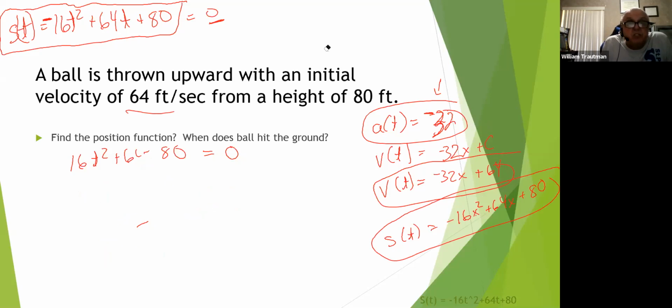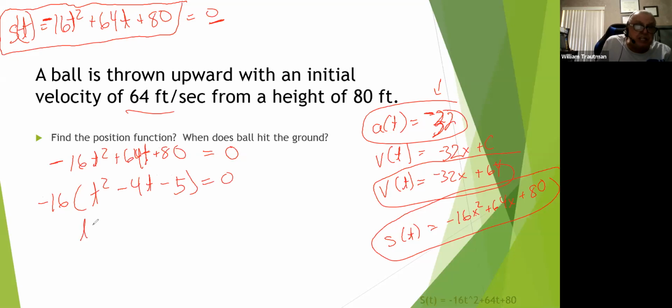So I'm going to rewrite this. The process is the same. We have a negative in front, 64t plus 80. What I'm going to do is factor out a negative 16. Then I'm left with a positive t squared minus 4t minus 5. So that was a problem, because the way I had it, it didn't factor. Now I see it factors. I divide by negative 16 and the 16 disappears to that 0. And I can factor this now to t minus 5, t plus 1.